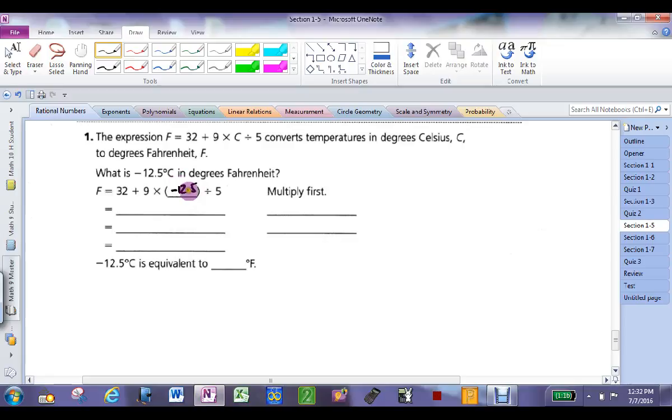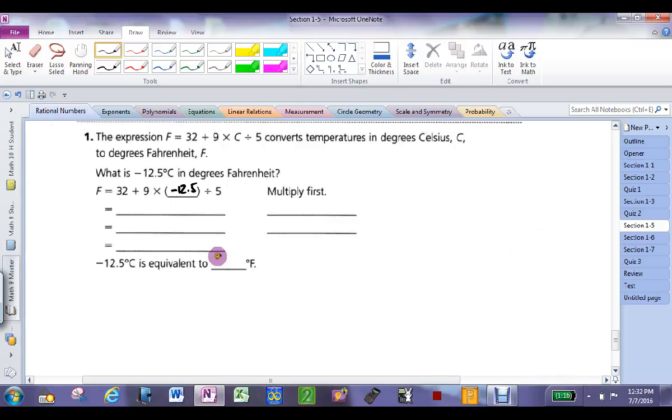I put the Celsius in for C, and then I just do the math. If you're getting good with your calculator, you should be able to punch it in all at once. If you're not getting good with your calculator, you may need to take a few steps. That's what the blanks are for. Who's got an answer for me?